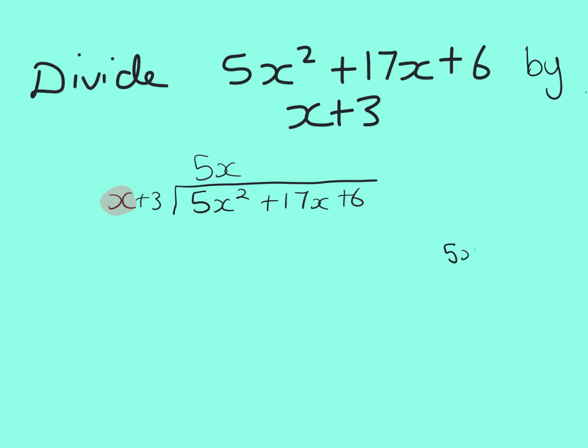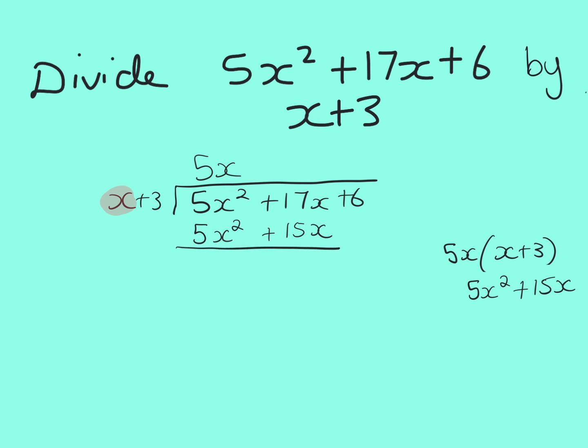Out to one side here, I'm just going to do my multiplication. So I'm going to multiply that 5x by the whole of this divisor, x plus 3. 5x by x is 5x squared. 5x by plus 3 is plus 15x. I'm going to put that underneath here, 5x squared plus 15x. Line underneath, change my signs. So that's changed, and I'm going to change this to a minus. I can see here that these two will cancel because 5x squared minus 5x squared is 0. And then I have a plus 17x minus 15x, that's going to give me 2x.